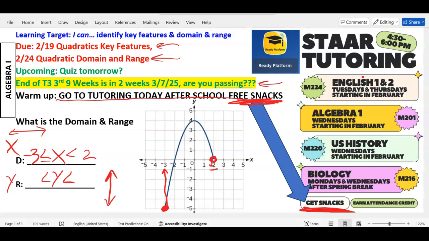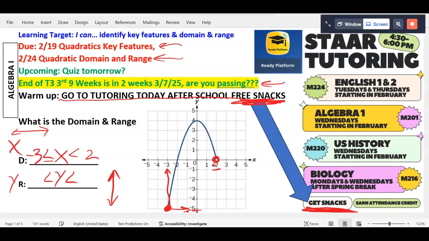Now range, we put Y in the middle, less than, because there's 2 endpoints. Now this time we're thinking bottom to top. On the bottom, the lowest point this goes is right here. What is the Y value right there? -5. And is that shaded or not? Well, like we said, the bottom, that is shaded, so we underline it.